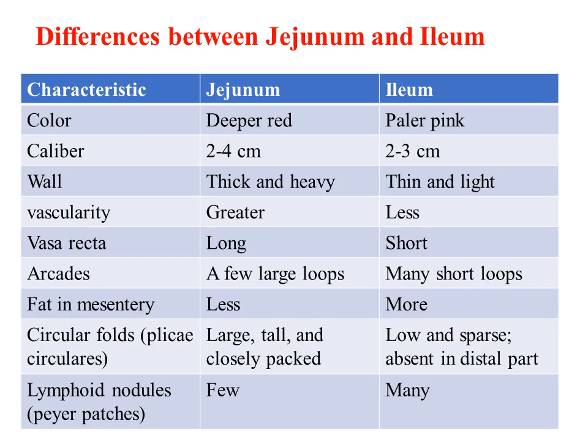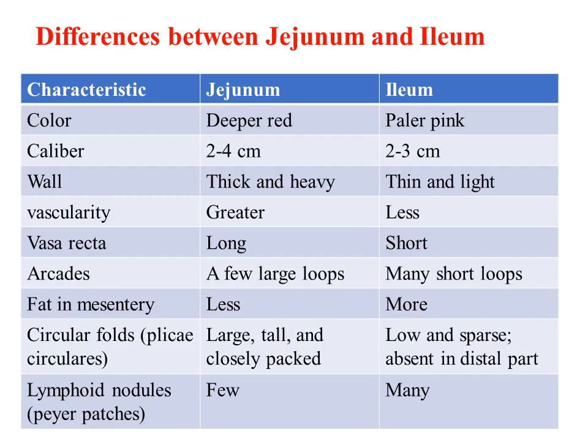Here is the difference between the jejunum and ileum wall. In color, the jejunum is a deeper red; this is in the live human being. To differentiate between the jejunum and ileum, the appearance and color of the jejunum is a deeper red and the ileum is a paler pink. The caliber or lumen of the jejunum is thicker, 2 to 4 centimeters, and the ileum is 2 to 3 centimeters. The wall is thick and heavy in the jejunum and thin and lighter in the ileum. The vascularity is greater in the jejunum and less in the ileum.